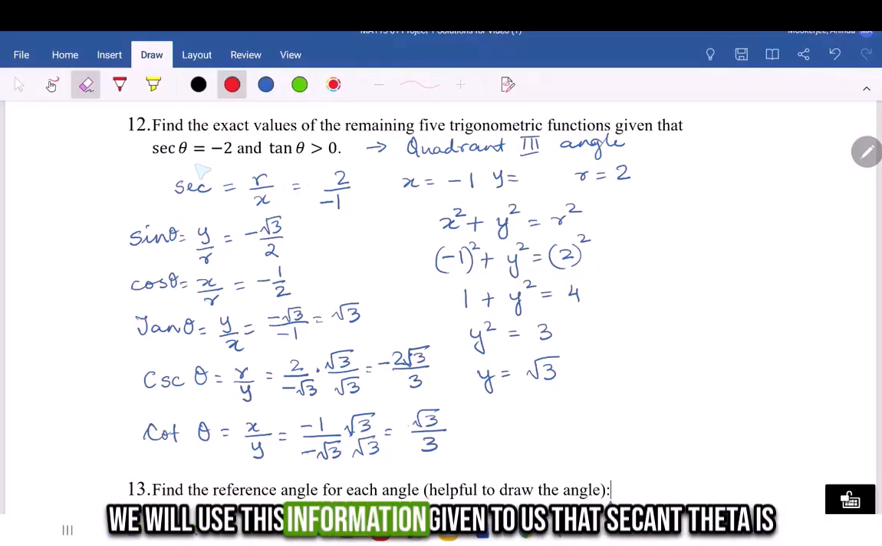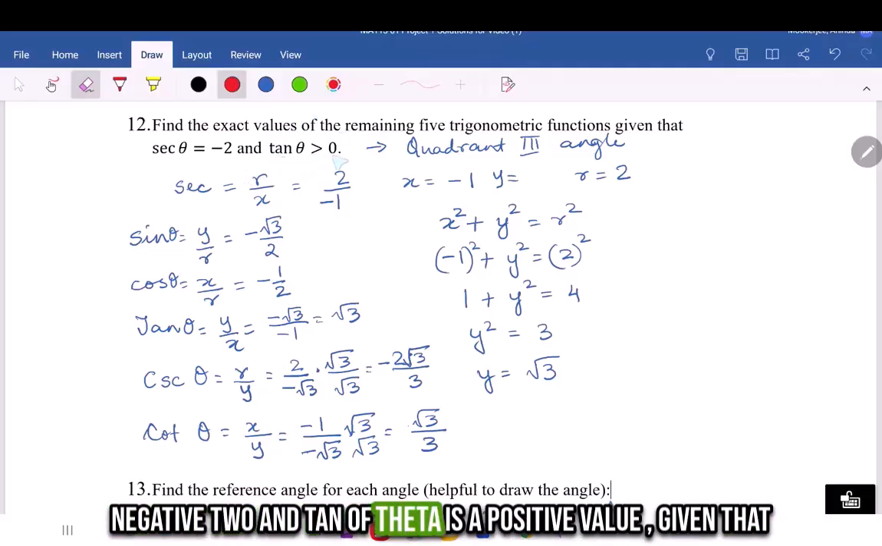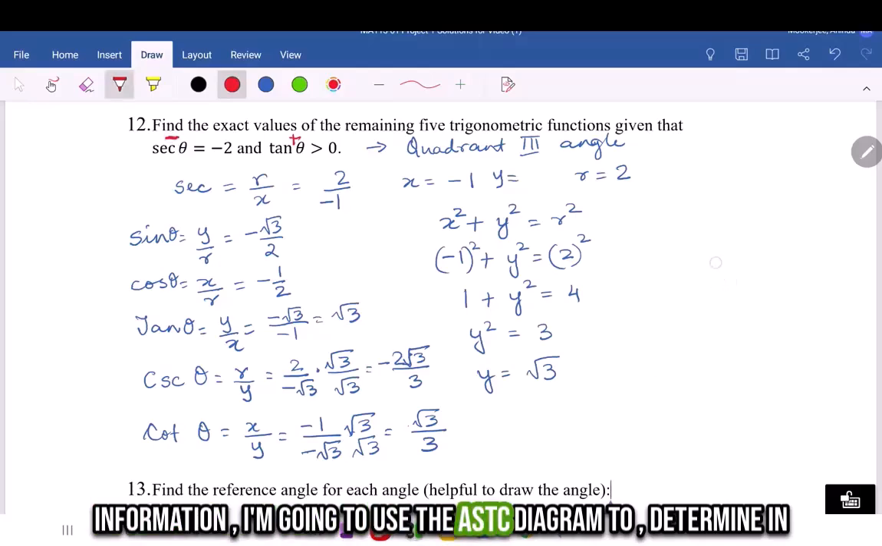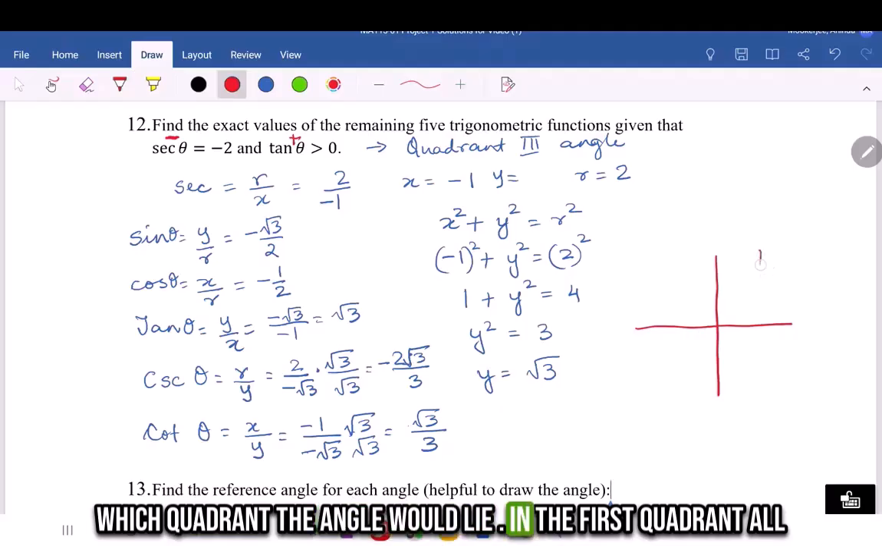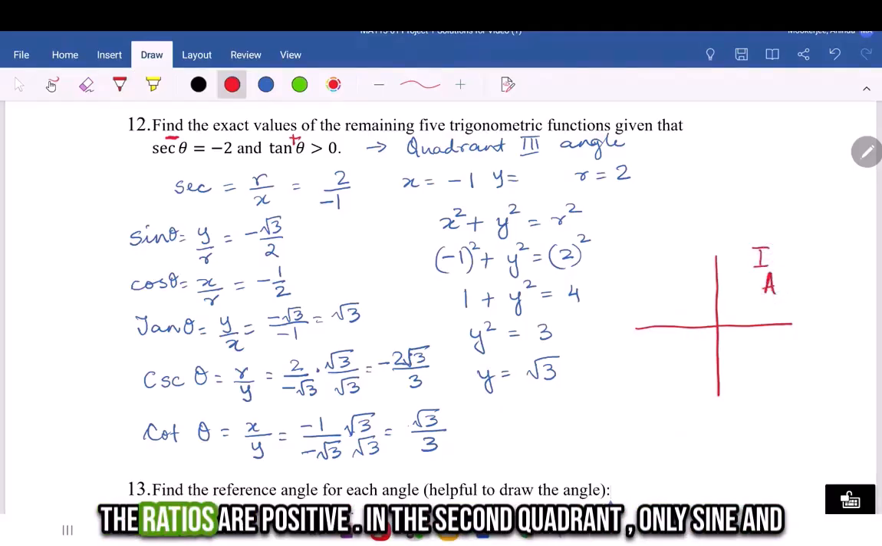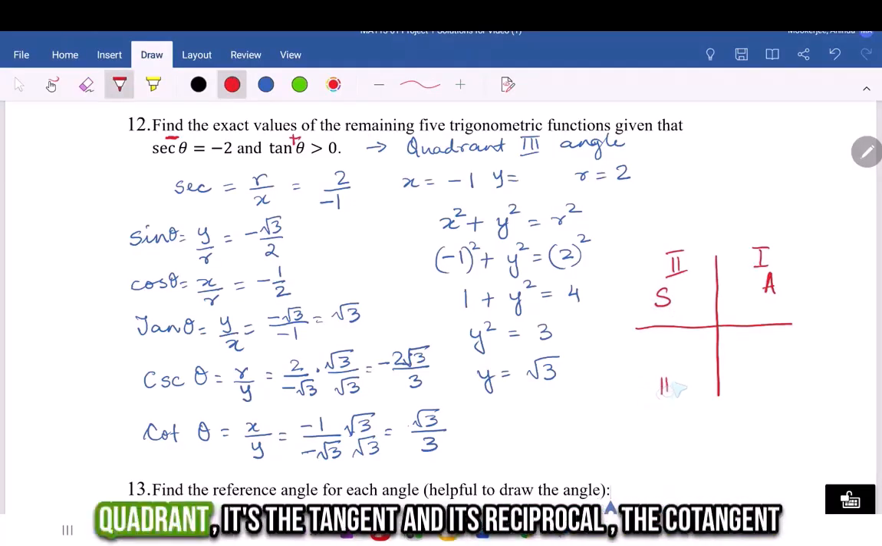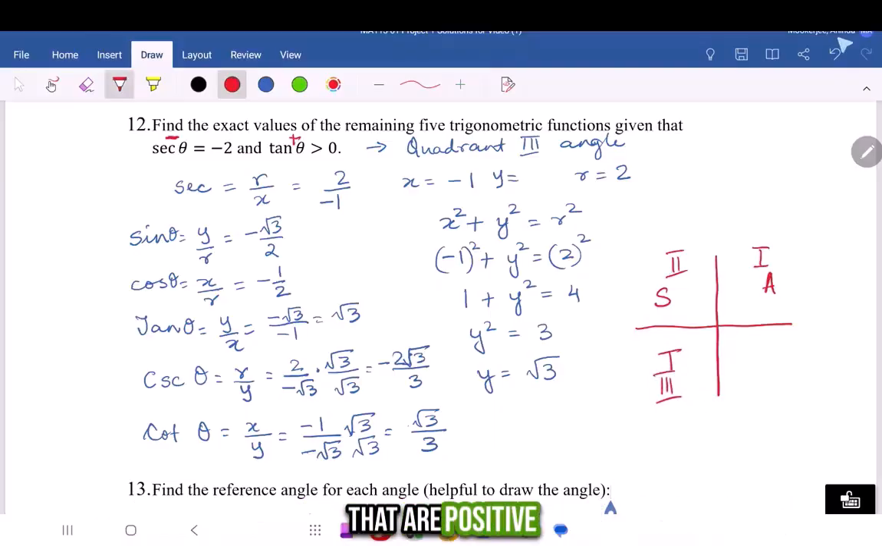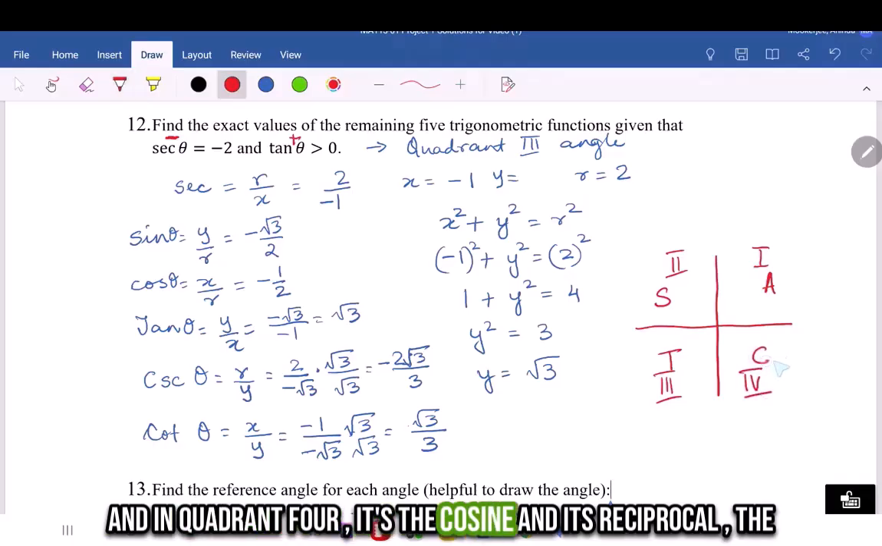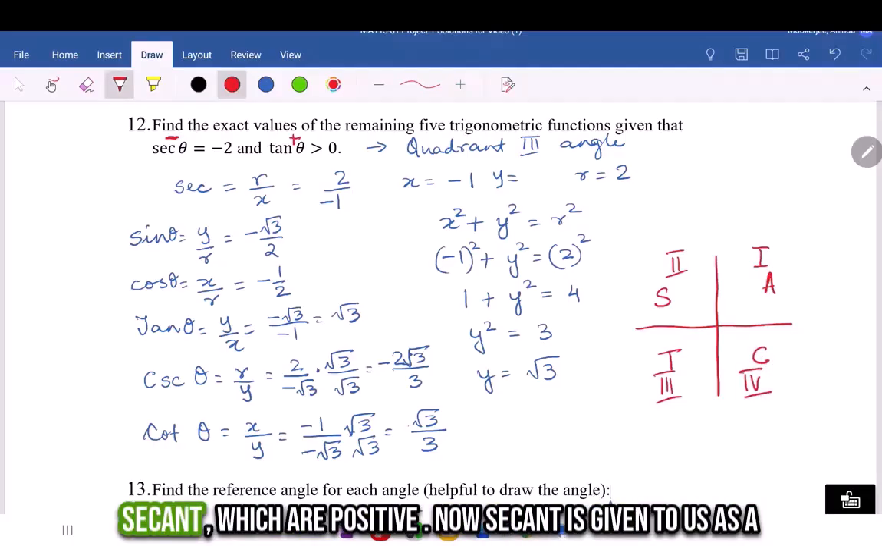So we will use this information given to us that secant theta is -2 and tan of theta is a positive value. Given that information, I'm going to use the ASTC diagram to determine in which quadrant the angle would lie. In the first quadrant, all the ratios are positive. In the second quadrant, only sine and its reciprocal, the cosecant, are positive. In the third quadrant, it's the tangent and its reciprocal, the cotangent, that are positive. And in quadrant 4, it's the cosine and its reciprocal, the secant, which are positive.